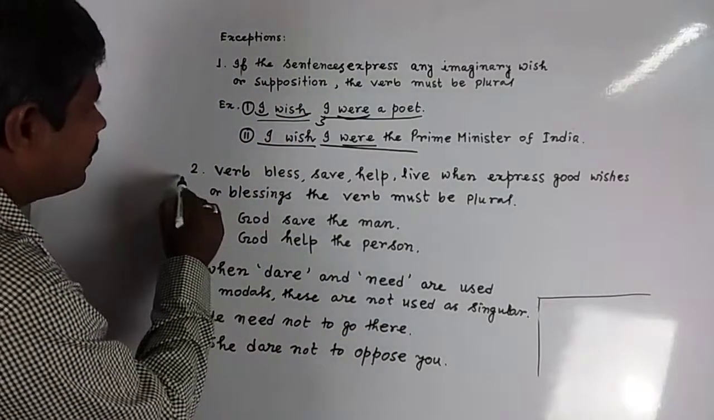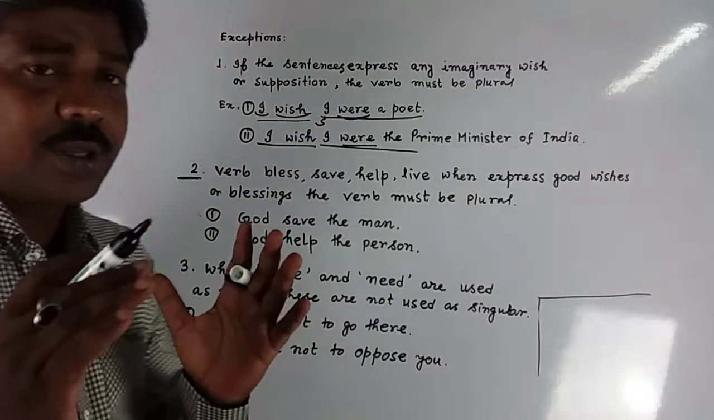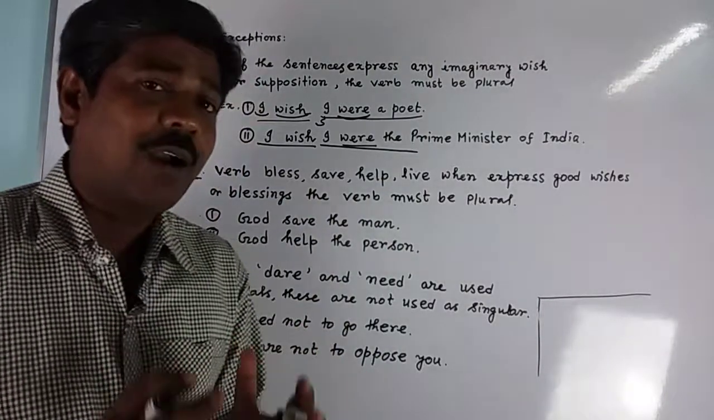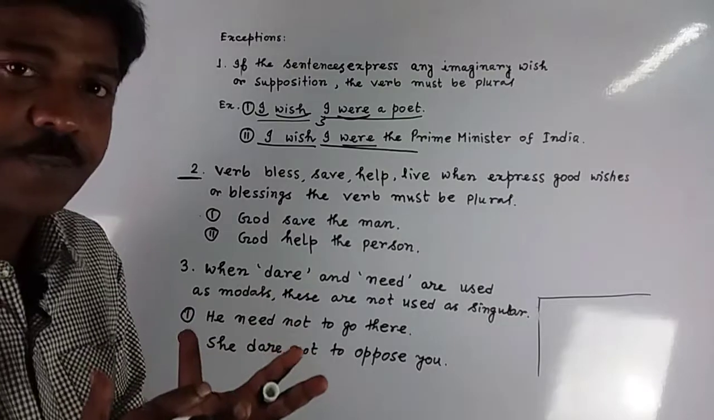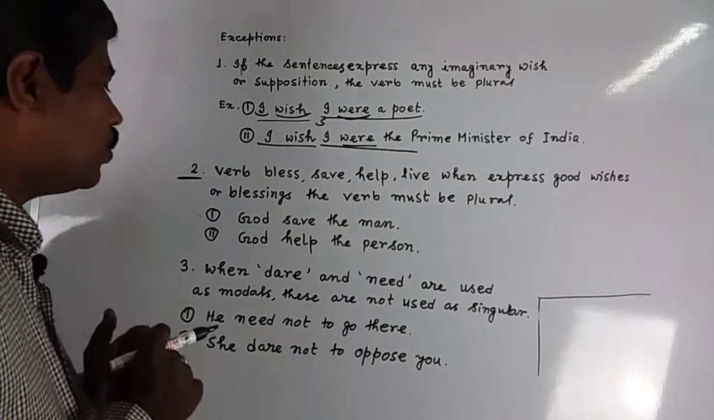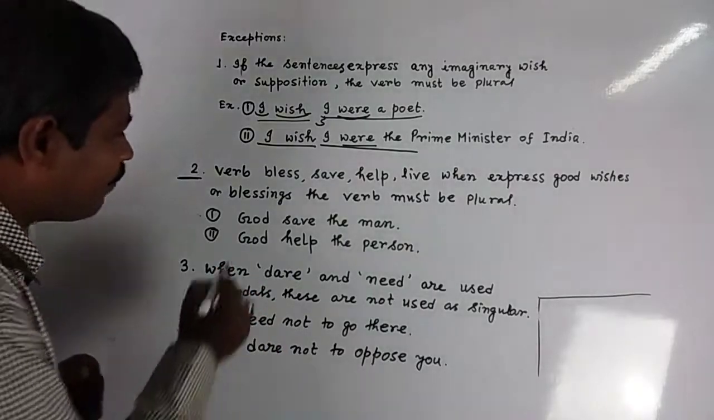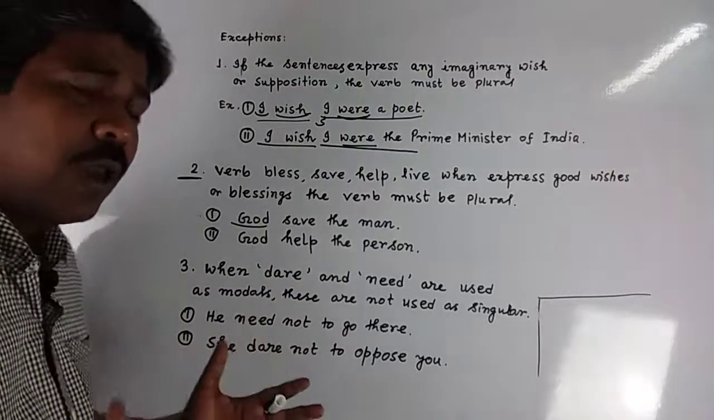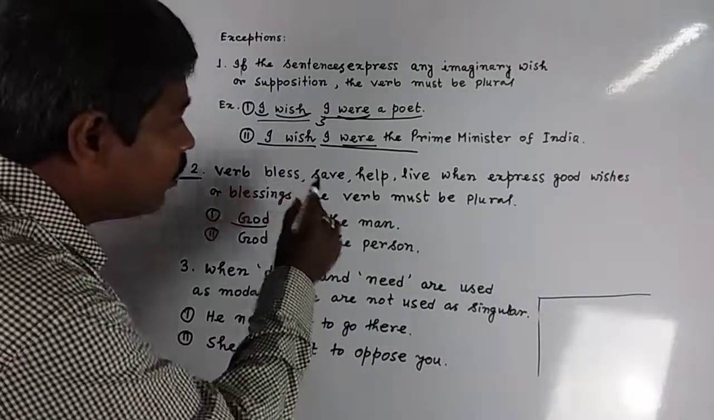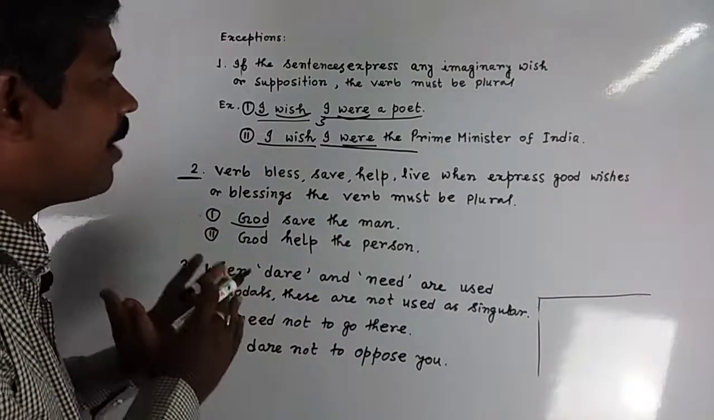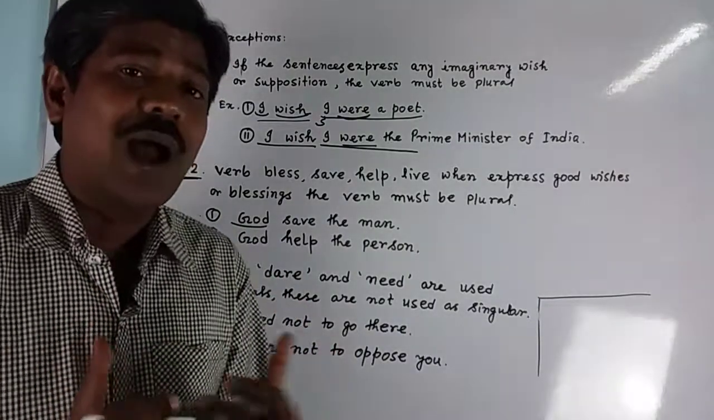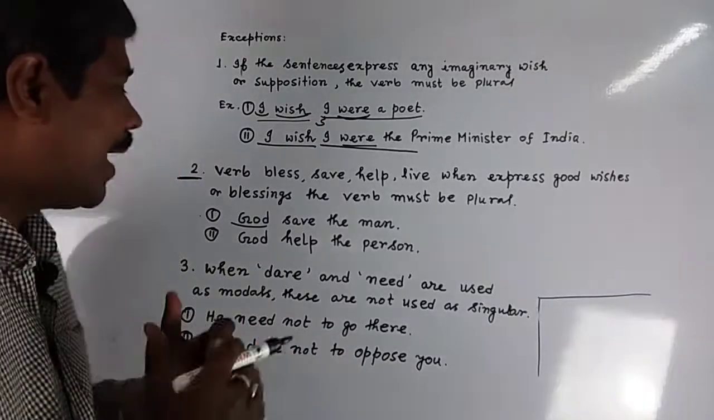In the second part you can see, if the verbs bless, save, help, live, these types of verbs, express good wishes, at that time we have to use the plural form of the verb. Just look at the example, God. We all know that God is third person singular number, so the verb must be singular. But you just think about the conditions. The verbs save, help, bless, live, these types of words express good ideas, good wishes. That's why we have to use the plural verb.